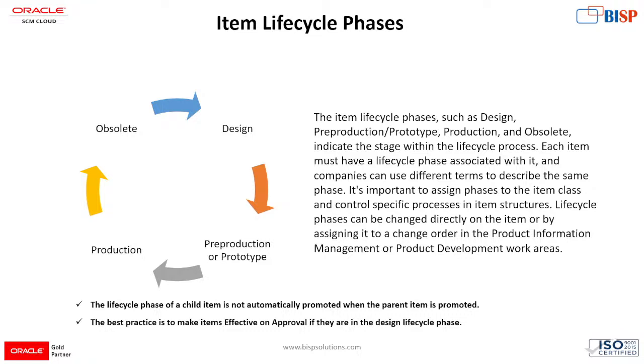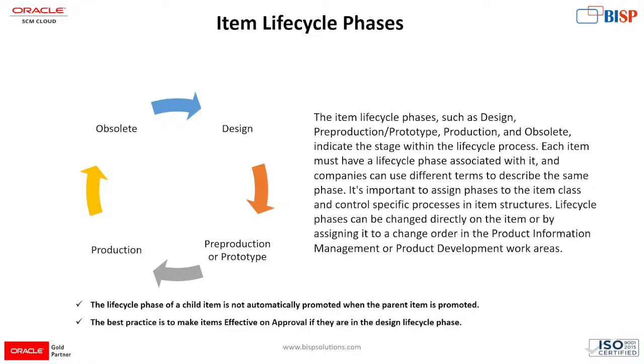deliverables that are required before promoting the item to the next phase. Each item must have a life cycle phase associated with it. The four life cycle phases are predefined in the application, that is design, pre-production or prototype, production, and obsolete. You can use the predefined phase types or create a new value of a life cycle phase.